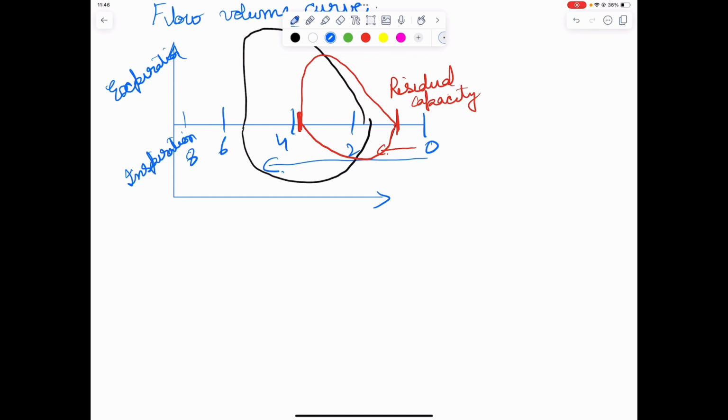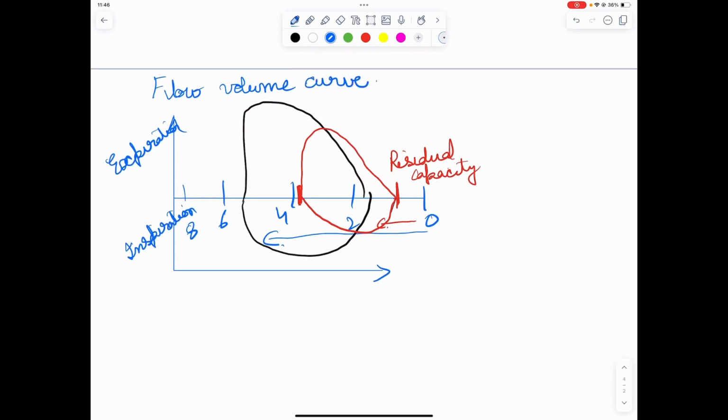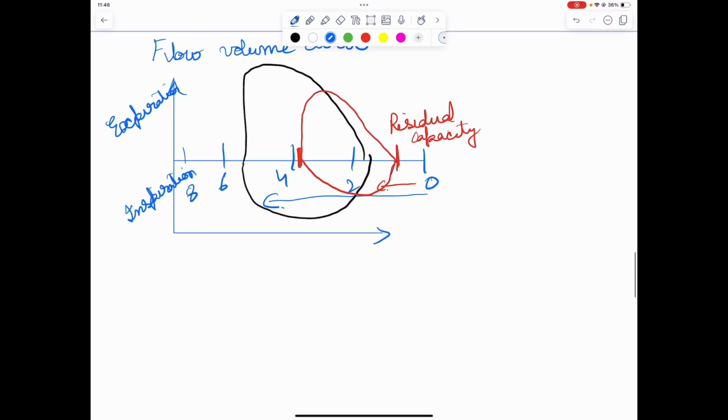In obstructive disease, remember, inspiration is normal, so inspiration would occur normally. What we will see in this is that inspiration is normal. Now what happens is that after obstructive disease, fine.